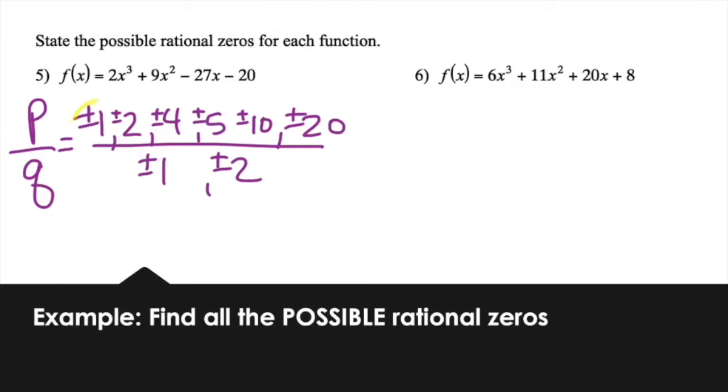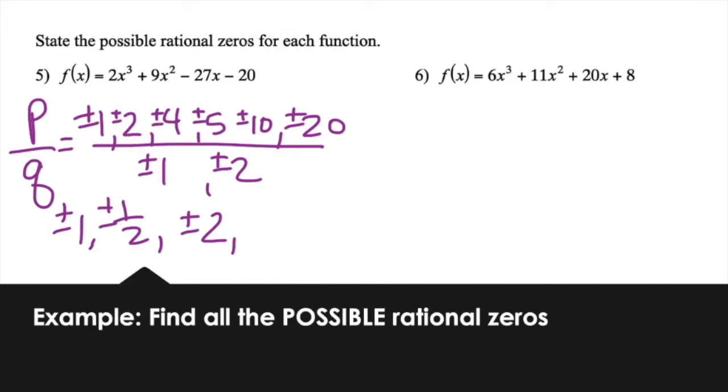So let's start with 1. 1 divided by 1 is 1. And 1 divided by 2 is 1/2. And I need to write the plus and minus for it. We've done 1. Now let's move on to 2. 2 divided by 1 is 2. And 2 divided by 2 is 1, but I've already written it, so I don't have to write that one.